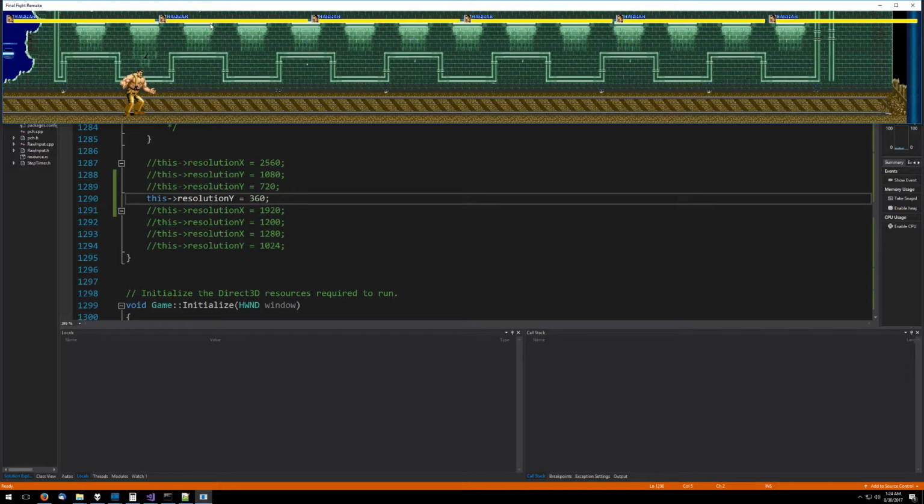So yeah, pretty boring stage. Really not a lot going on. It works at any resolution aspect ratio now. There really isn't a whole lot you can do with this one. I mean, it is what it is.